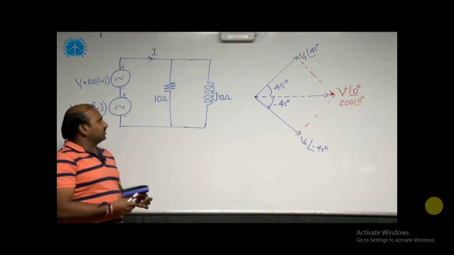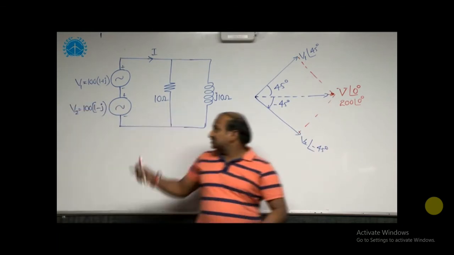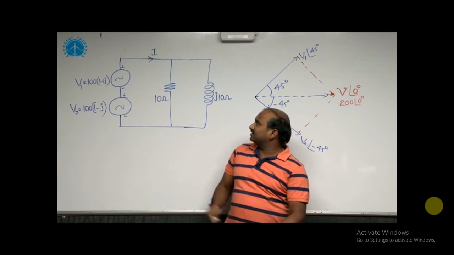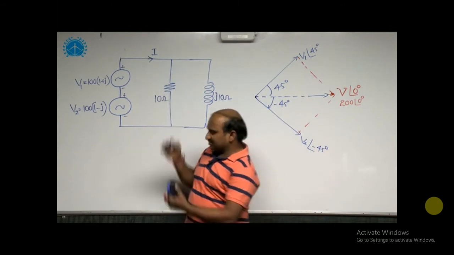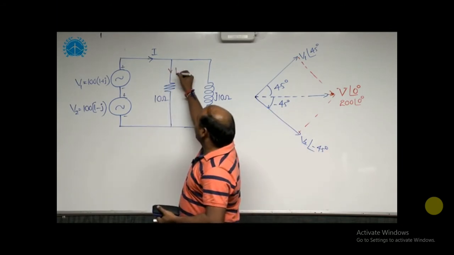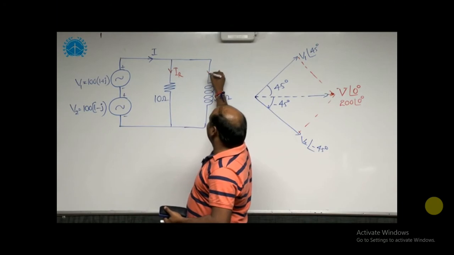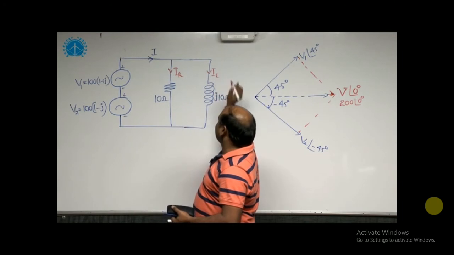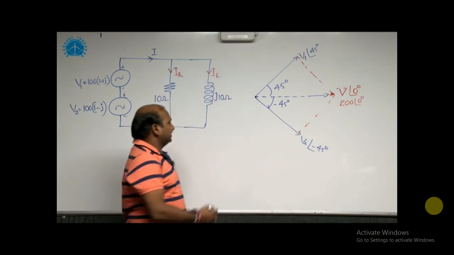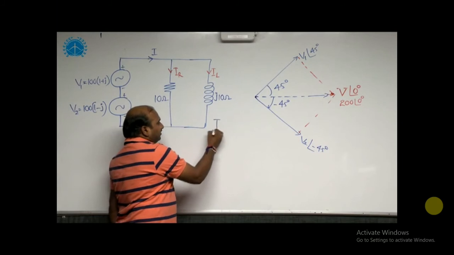According to the circuit, this is a 10 ohm resistor and an inductor, both connected in parallel. That's why the current I is the vector sum of IR and IL. Both are connected in parallel.